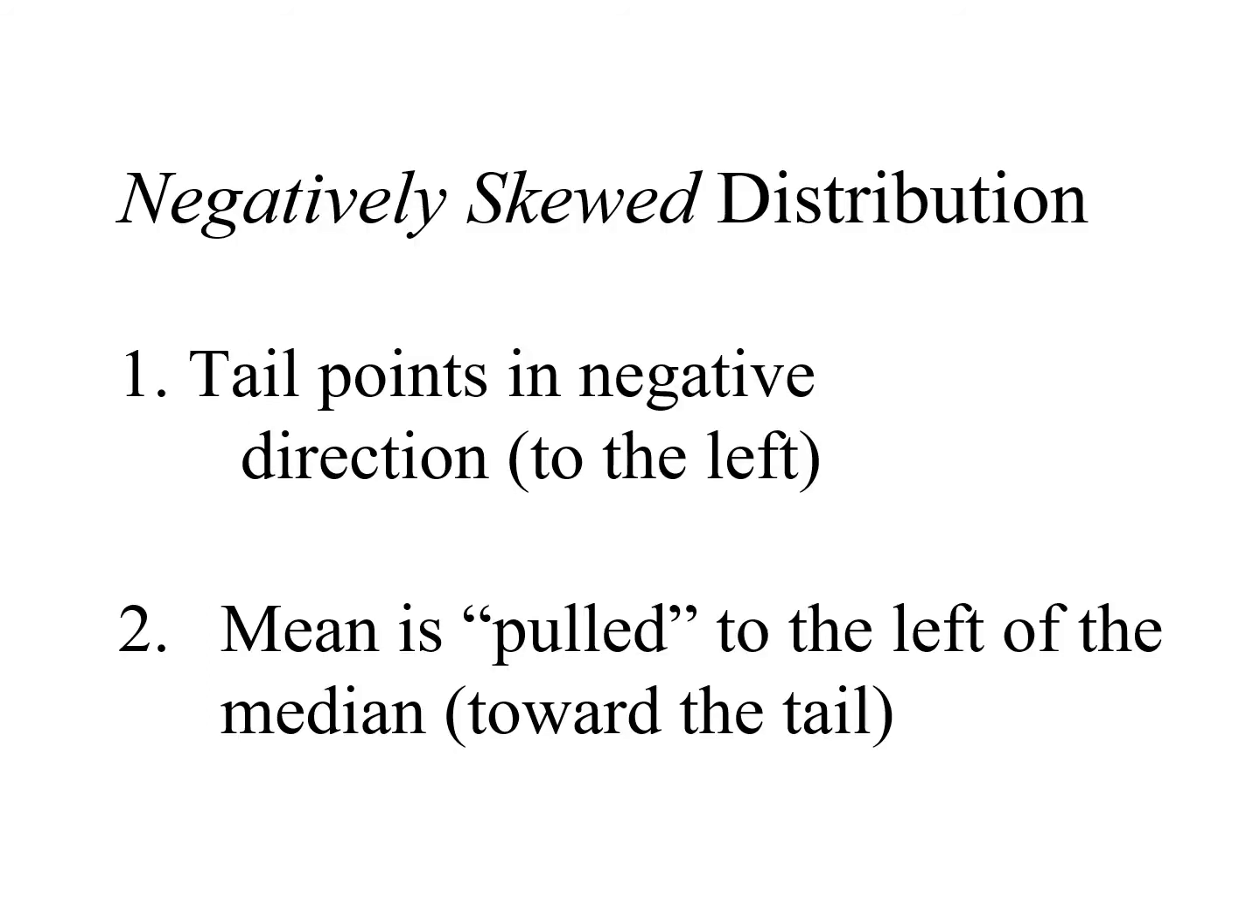So to sum it up, negatively skewed distributions work the opposite way from positively skewed distributions. In a negatively skewed distribution, the tail points in the negative direction, that is towards the left, and the mean is pulled to the left of the median towards the tail. So in both positively skewed distributions and negatively skewed distributions, the mean gets pulled toward the tail and away from the median. In positively skewed distributions, the tail points to the right and the mean gets pulled to the right. In negatively skewed distributions, the tail points to the left and the mean gets pulled to the left.